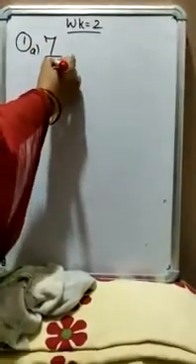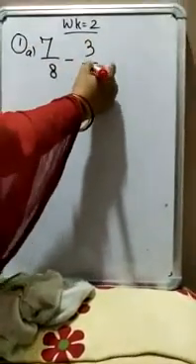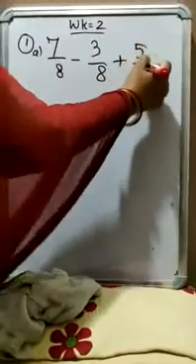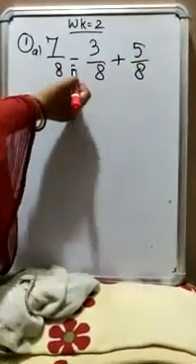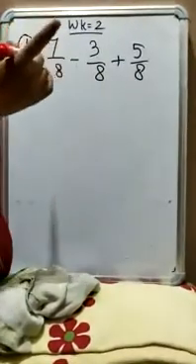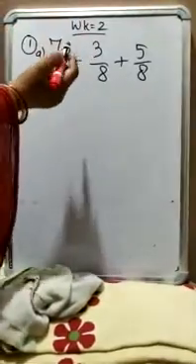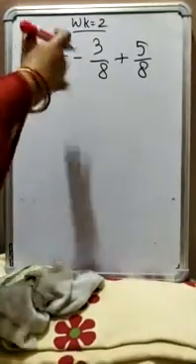Now let us start with worksheet number 2. Here in worksheet number 2, question number 1. Simplify the following numerical expression. The first question is A, 7 by 8 minus 3 by 8 plus 5 by 8. Right? So here a minus sign and a plus sign, two mathematical operations are there. Which mathematical operation will we do first? Which one will we solve?